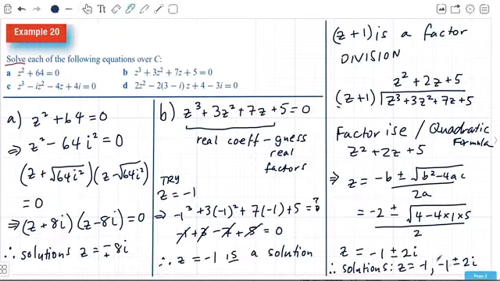And the reason that you've got 3 solutions is that you've taken the z power here, which is a 3. Whatever that power is, that's how many factors you should have, and as a result of that, that's how many solutions you should have. So I've skipped a little bit of working in this one.